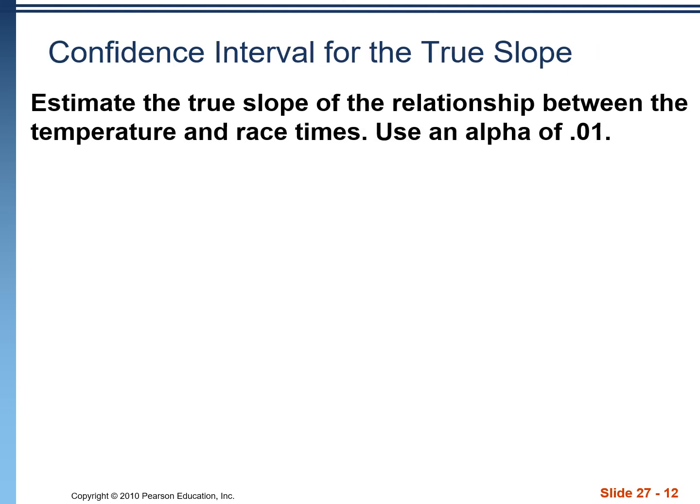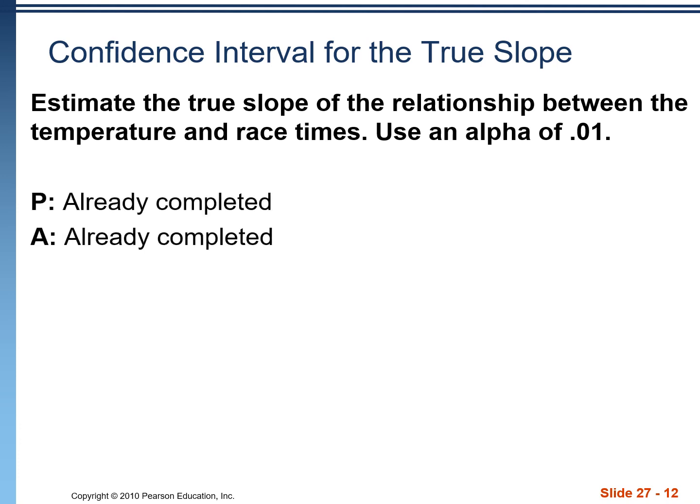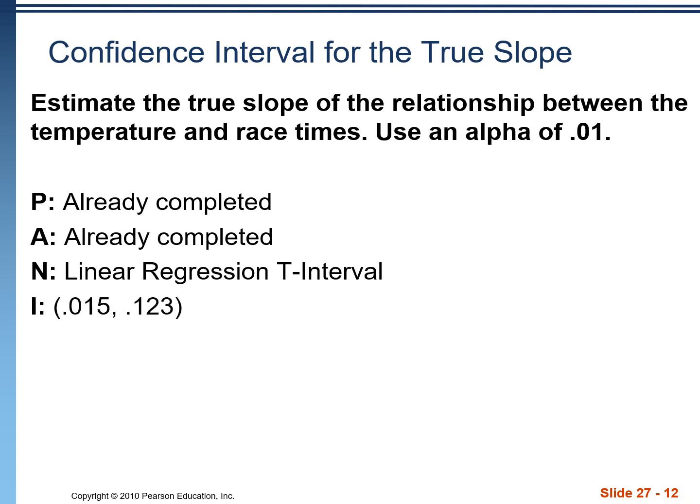If we're asked to complete a confidence interval, again, this is about the slope, not about the y-intercept. We're going to use an alpha of 0.01, so a 99% confidence interval. Parameter and assumptions we already wrote when we did the hypothesis test. Name the method. This is a linear regression t-interval for the slope. Put into our calculator, we get this interval of 0.015 to 0.123.